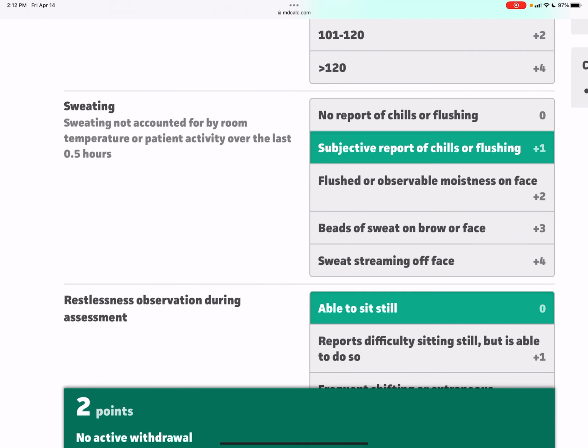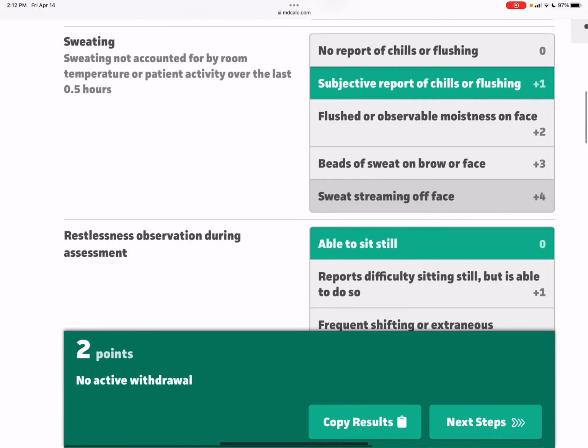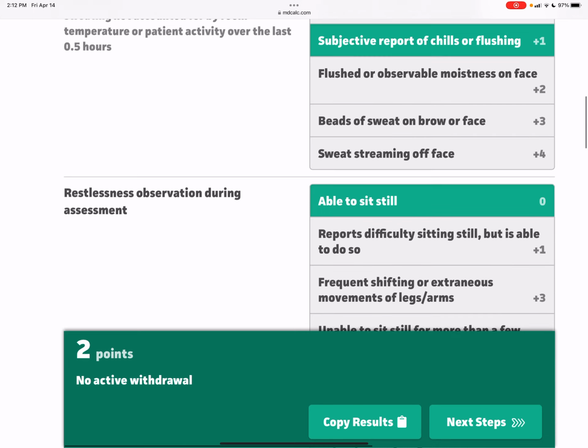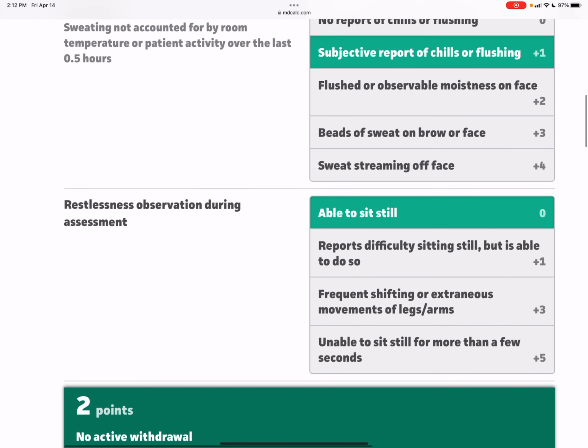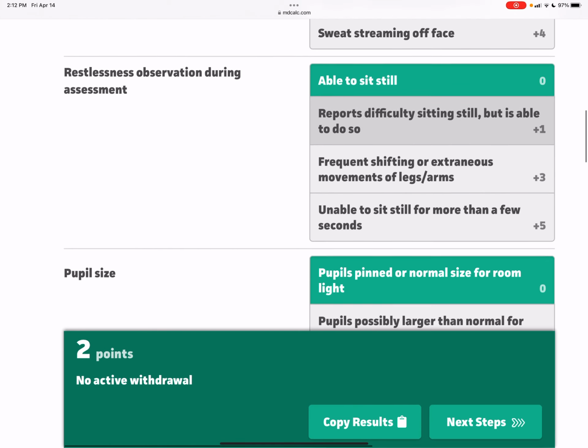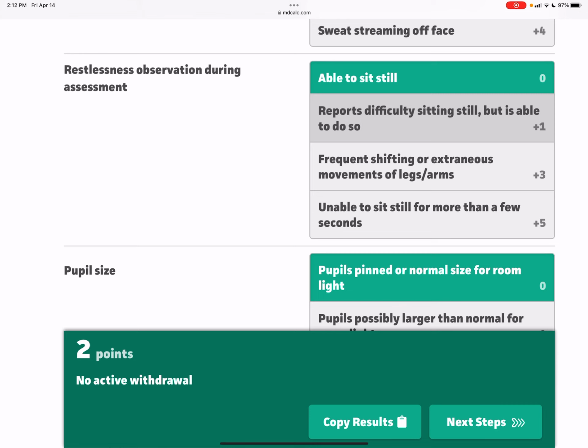Oftentimes it's just subjective. Now, of course, you can report something that's not observable, and that would give you more points, but you try to be as honest and accurate as you can, because if your withdrawal is truly not as severe as you're reporting it, like I said, you may prematurely take the medicine and cause yourself more symptoms. So really be as honest as you can in the reporting of symptoms.